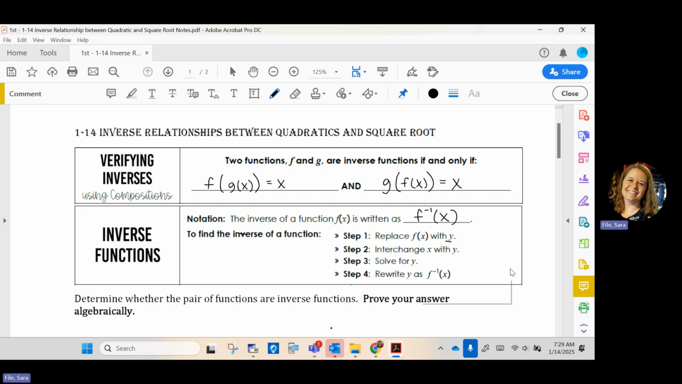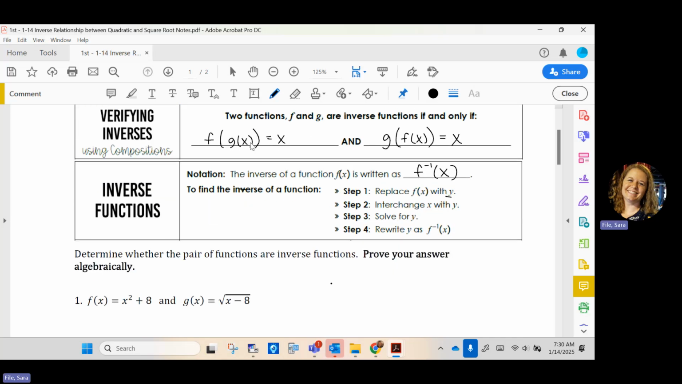If you are not given the two functions and asked to verify, and you're just asked to find the inverse, remember we've gone through this process. To find the inverse, we replace f of x with y, and then we switch x and y, and then solve for y, and then rename it again, because originally we replaced f of x with y. Once we find the inverse, we replace that y with f inverse of x. We're actually not going to do this process today. We're going to focus on the verifying inverses process in today's notes and practice. So we're doing the compositions.